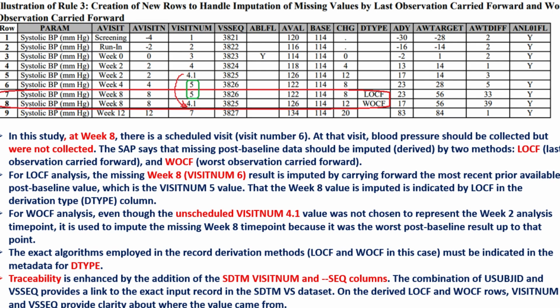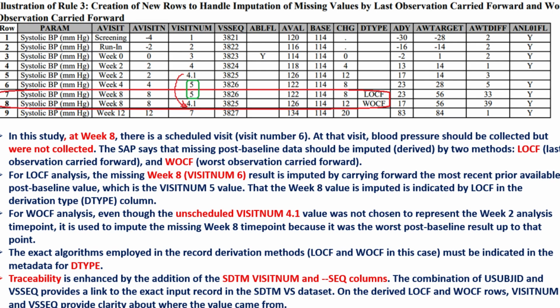In this study, missing post-baseline data are imputed by the methods of BOCF (baseline observation carried forward) and LOCF. At week 8, there is a scheduled visit, visit number 6, where BP were not collected. The SAP says that missing post-baseline data should be imputed, derived, by two methods, LOCF and WOCF, worst observation carried forward. For LOCF analysis, the missing week 8, visit 6 result is imputed by carrying forward the most recent prior available post-baseline value, which is the visit 5 value.